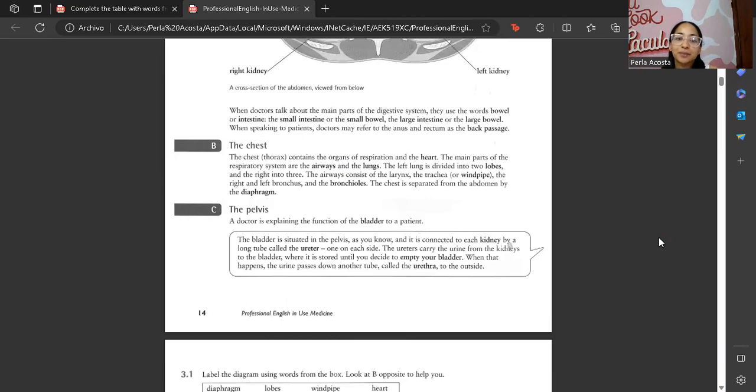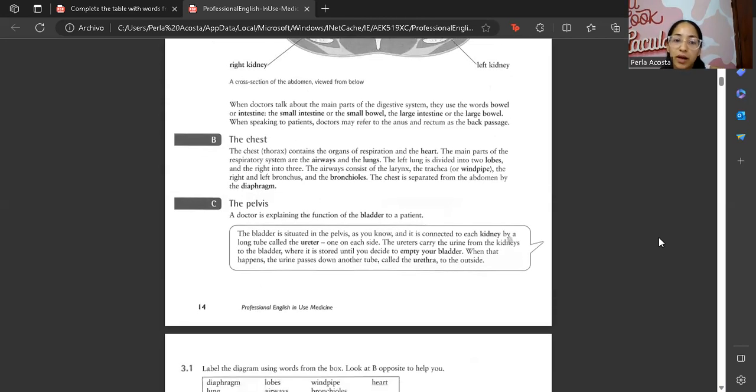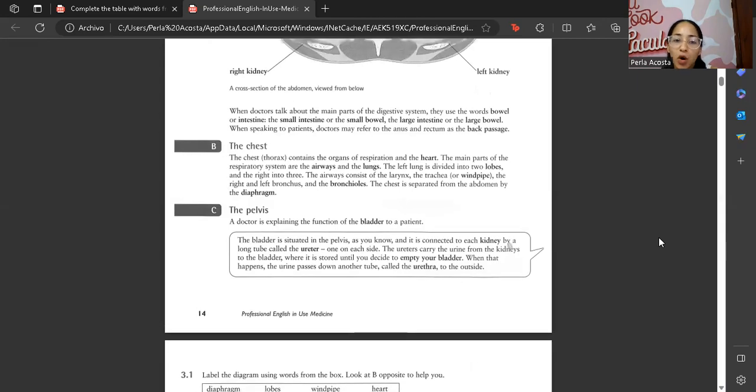Okay, B, the chest. The chest or thorax contains the organs of respiration and the heart. The main parts of the respiratory system are the airways and the lungs. The left lung is divided into 2 lobes and the right into 3 lobes. The airways consist of the larynx, the trachea or windpipe, the right and left bronchus, and the bronchioles. The chest is separated from the abdomen by the diaphragm. Okay, the right and the left bronchi.